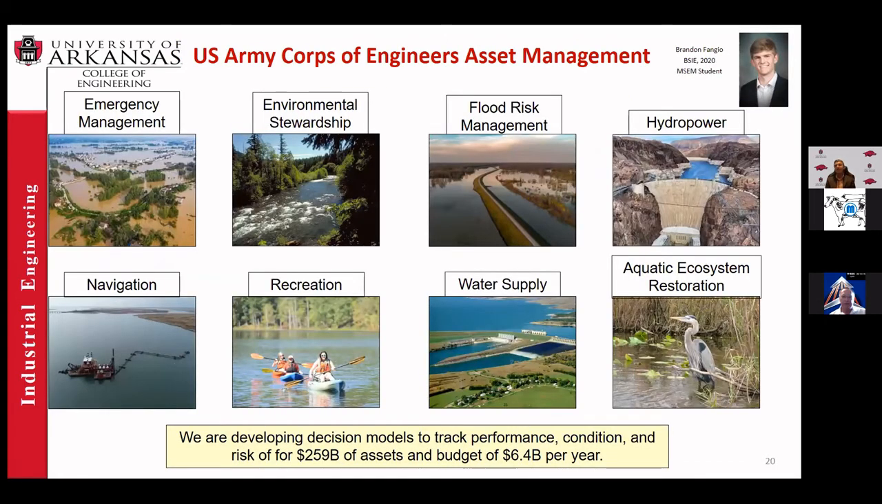And to give you an idea of the assets that we're talking about, the U.S. Army Corps of Engineers has eight big areas of assets: emergency management, environmental stewardship, flood risk management, hydropower, navigation, recreation, water supply, and aquatic ecosystem restoration. When we were looking at this, we found that they have about $259 billion of assets, with a budget of only $6.4 billion per year. So it's very important that they prioritize the right assets and have a really good asset management process.